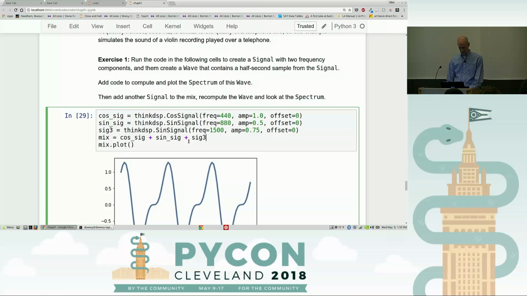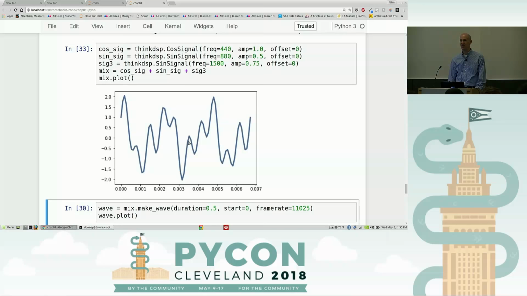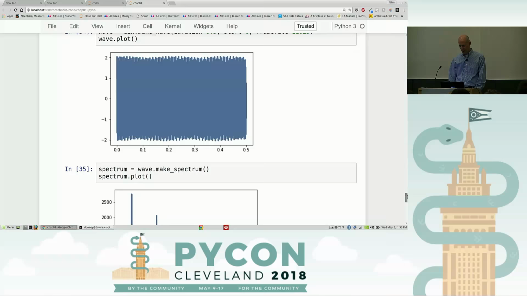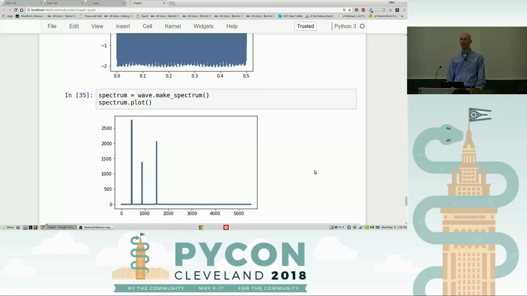So when I look at this wave as a function of time, I expect to see some high frequency wiggles, because 1500 hertz is now a higher frequency than what I had before. And sure enough, I'm seeing some finer looking squiggles than what I had before. And now if I plot the spectrum, I expect to see not two, but three spikes, because I now have a signal with three frequency components in it.